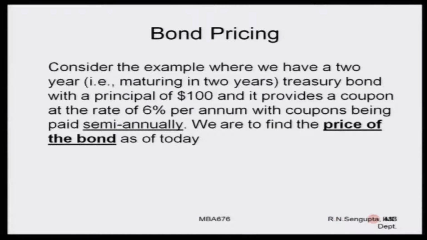Consider an example where you have 2-year maturing treasury bonds with a principal amount and face value of 100, and it provides a coupon at the rate of 6% per annum, with coupons being paid semi-annually. So remember this word: 6% per annum means the coupon is paid twice in 1 year, one after 6 months, another after another 6 months. We have to find the price of the bond as of today based on the interest rate chart which has just been shown to you.